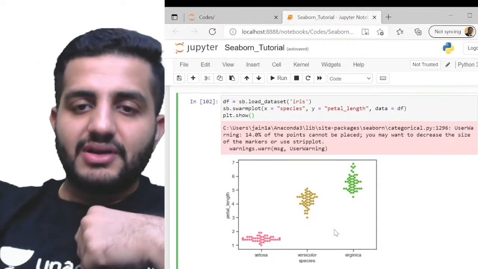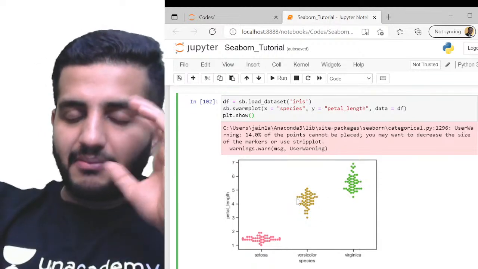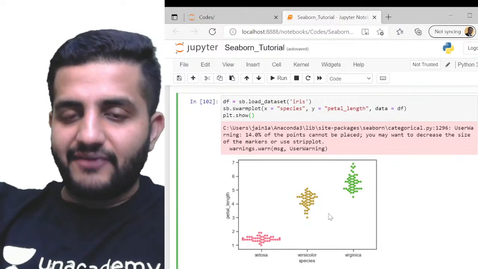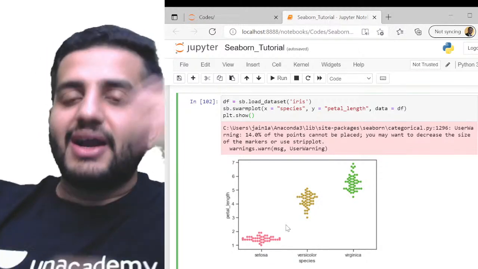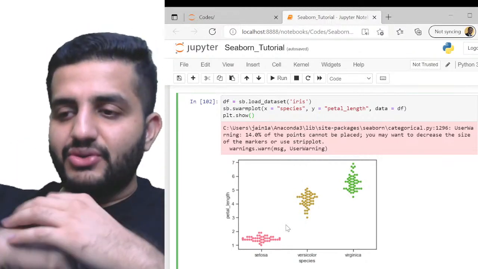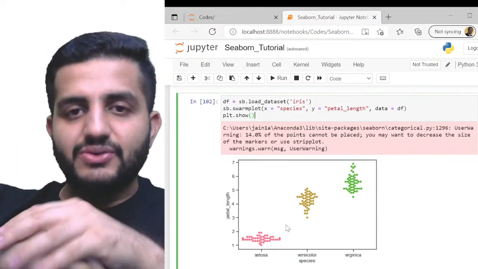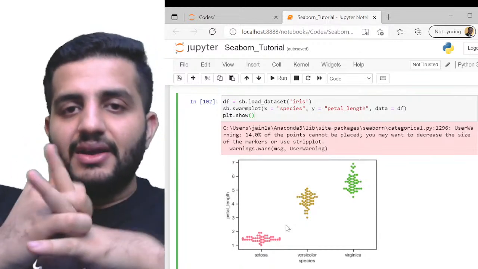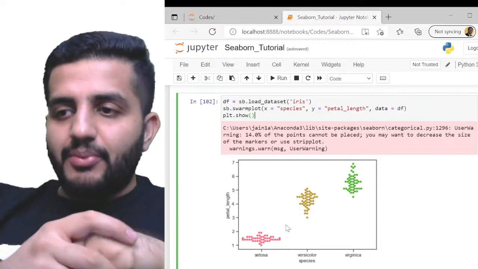So either you have to reduce the size of these dots to a merely negligible level, or you need a magnifying glass to see that, right? So again, it depends on your data, it depends on your usage. You have to find out which is your right plot. Make sense? Any doubts on swarm plot and strip plot?